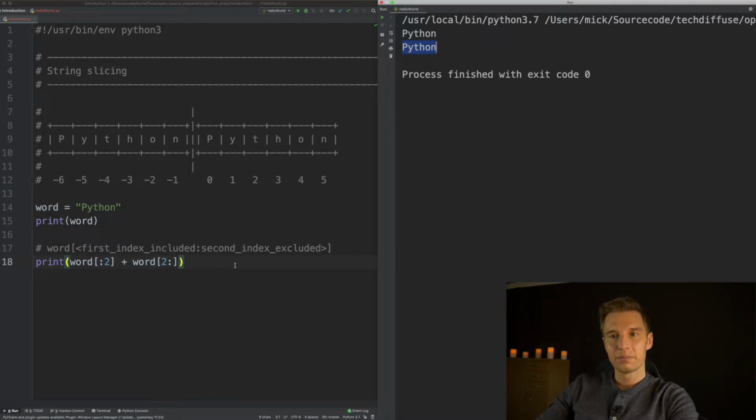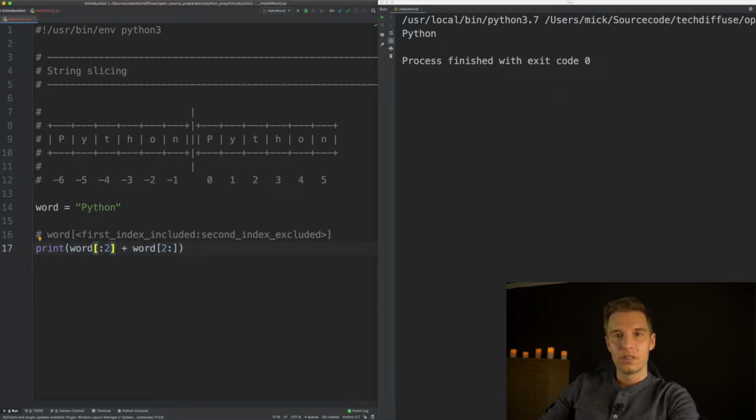Keep that in mind. So this obviously works with every possible number in the string. So if we have, for instance, 1 here, we have Python. If we have 0 here, we have Python, and so on.